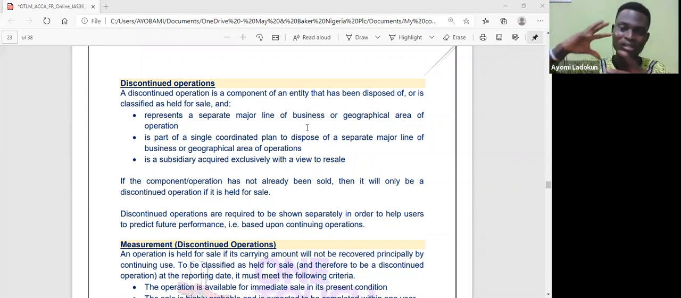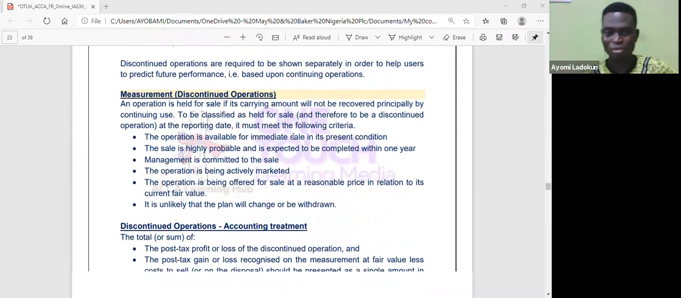Or you class it or categorize it under geographical operations, or it is a part of a single coordinated plan to dispose of a separate major line of business or geographical operation. It's a subsidiary acquired exclusively with a view to resell. So that is the discontinued operations. I will not be surprised if the examiner asks you, what is discontinued operations?